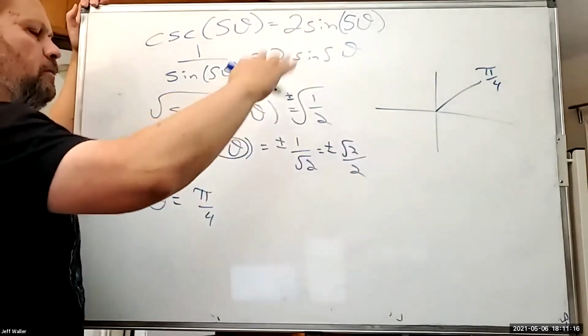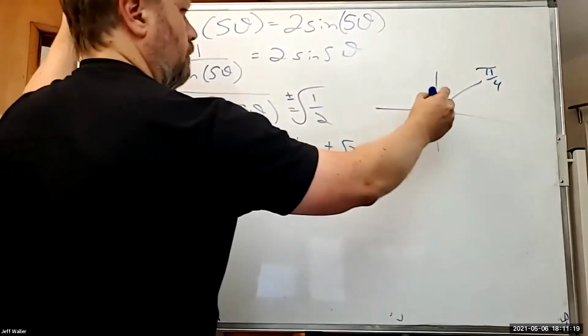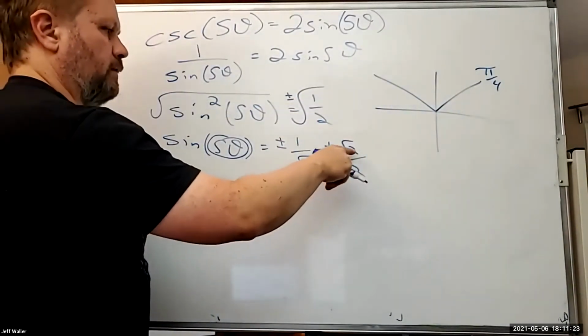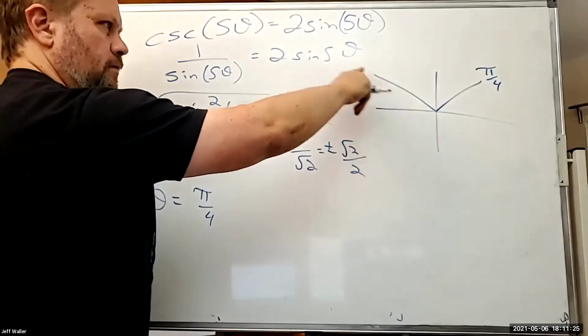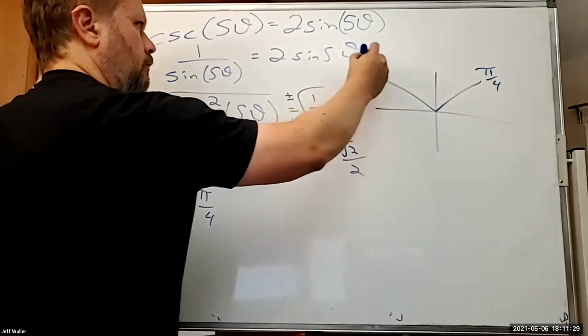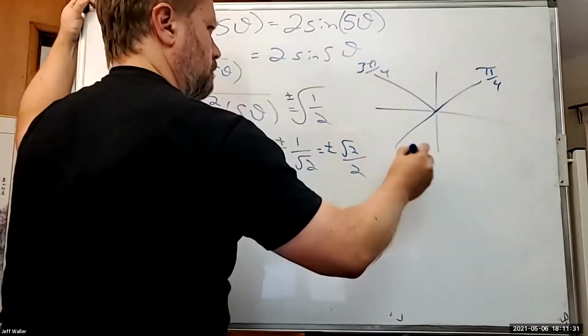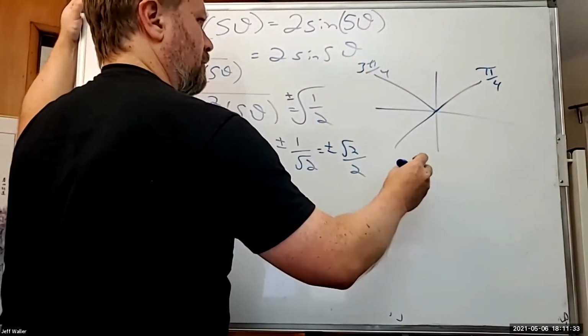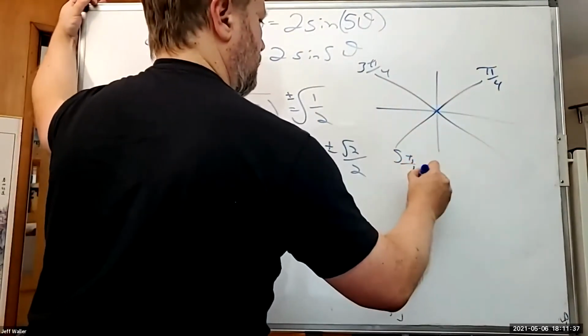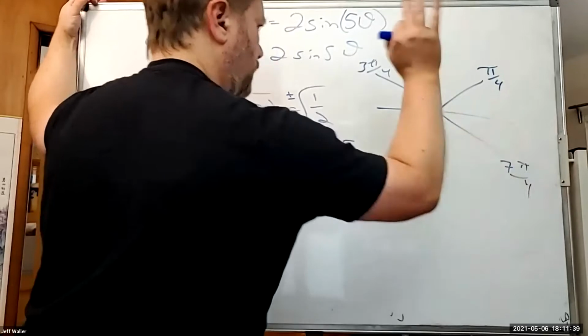Give me 0 to 2 pi. What's this? Would that give me positive rad 2 over 2? Yes. What angle is this? 3 pi over 4. What else? 5 pi over 4. What else? 7 pi over 4. All right, good.